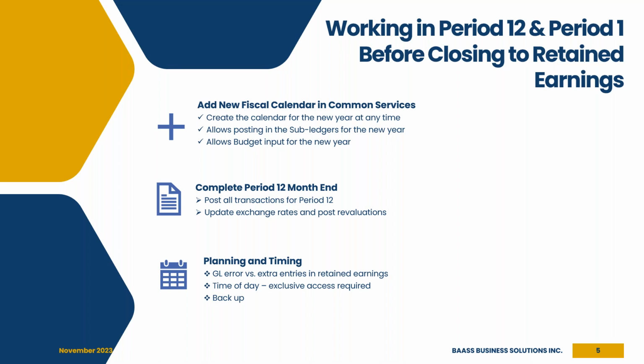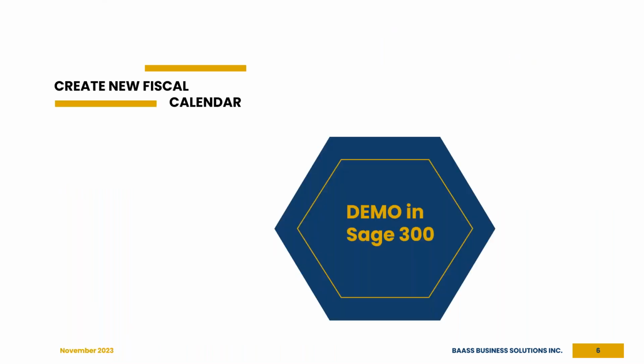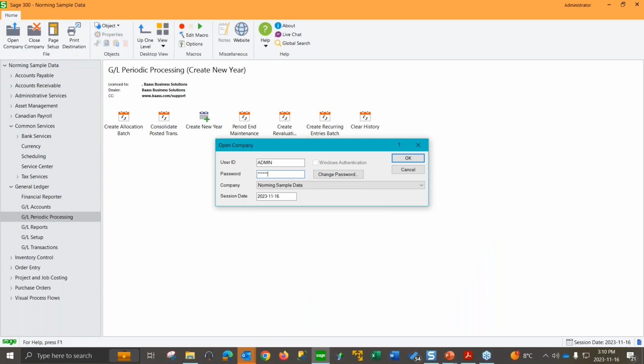The takeaway from this screen is that when you get close to the end of the year, so period 12, you're going to want to make sure that you create the new fiscal calendar. So we'll do a demonstration of that step, create new fiscal calendar, in Sage right now. So I'm going to open up Sage 300. And this sample company that I'm using has a December year end. So I'm going to pretend that it is January of 2024.